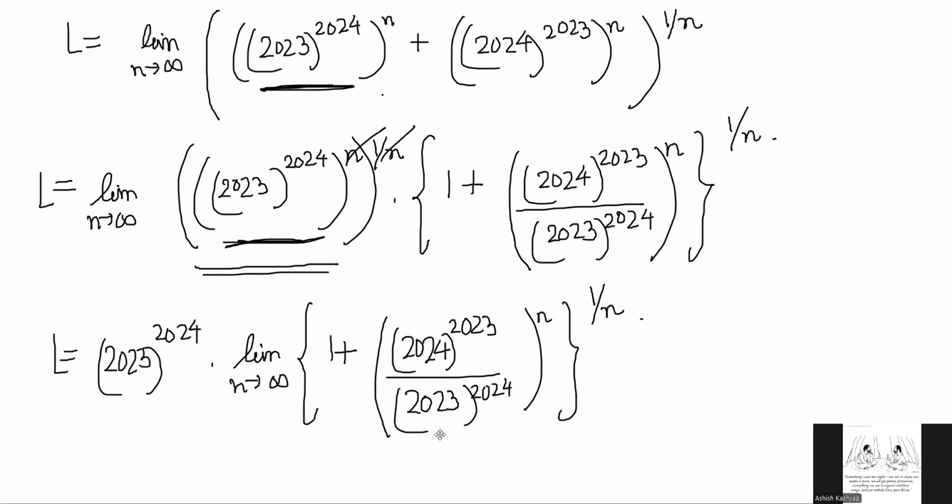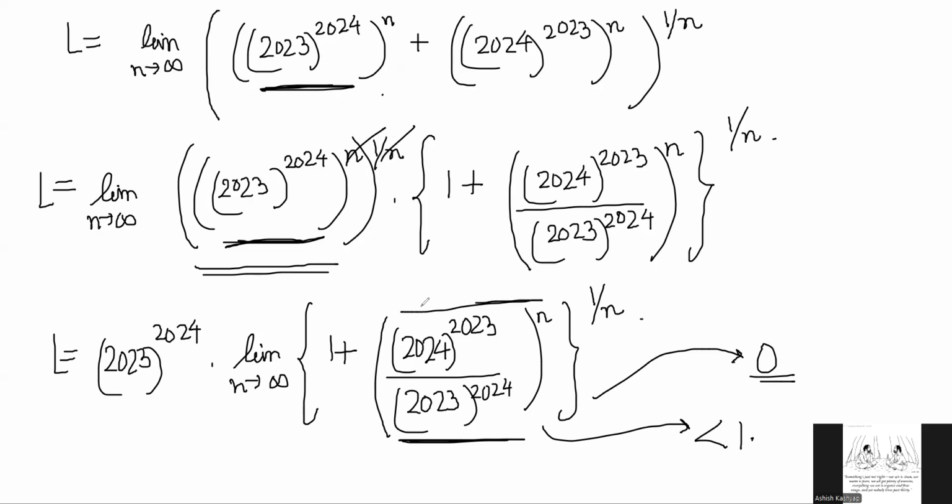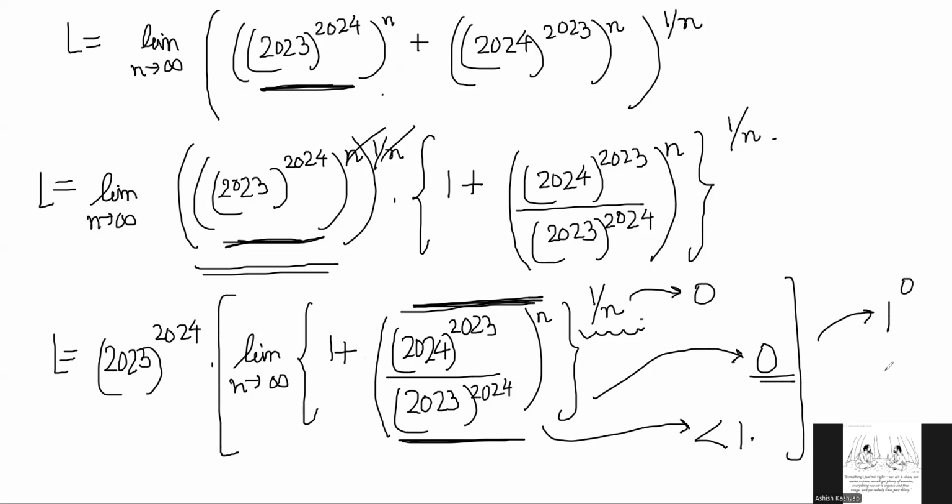Now, if you think about it, this number is a fraction. This is less than 1. So when you raise it to infinity power, this tends to 0, right? This part tends to 0. You have 1 plus something tending to 0 being raised to the power 0, right? So it is obvious that this whole limit will be tending to 1 power 0, which will be tending to 1, right?